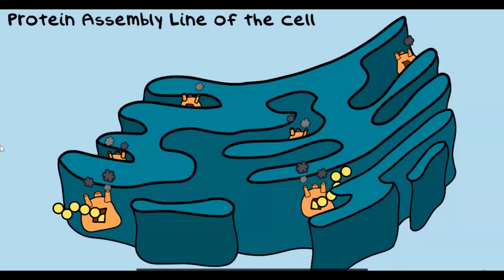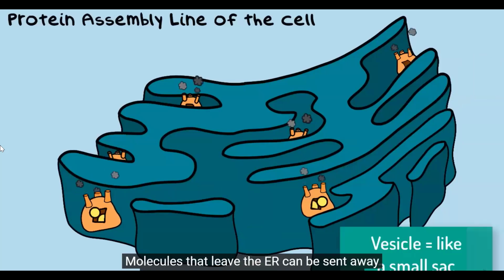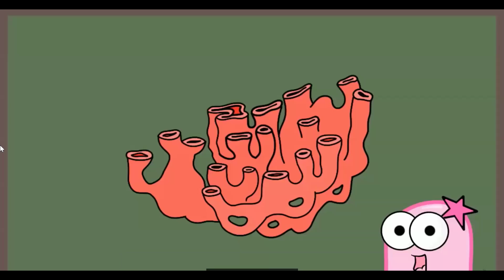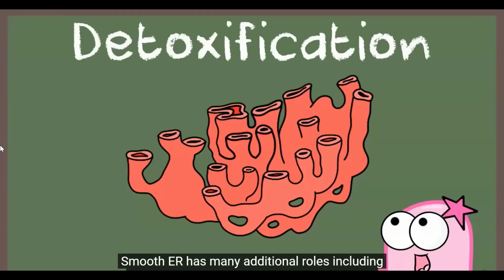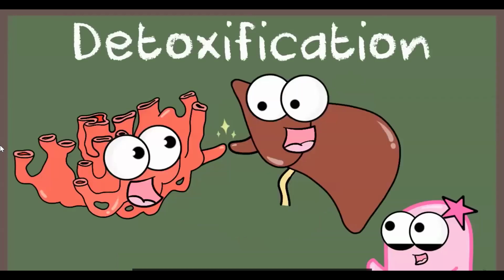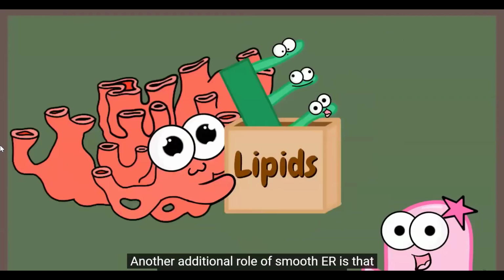Now, molecules that leave the ER can be sent away in vesicles that actually pinch off the ER themselves. Now, smooth ER has many additional roles, including detoxification, which is one reason why your liver cells tend to have a lot of smooth ER. And another additional role of smooth ER is that it can make some types of lipids.